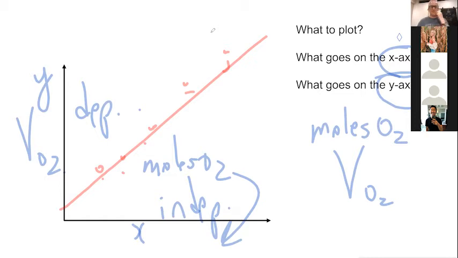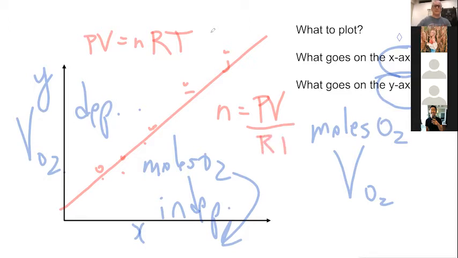What's the relationship between them? And remember, PV is equal to nRT. So if I put n on the bottom, n all by itself is going to be PV divided by RT. So what's the slope of this line going to be?